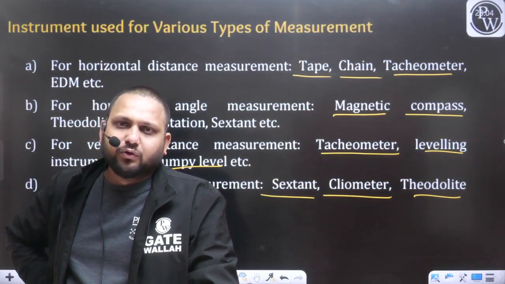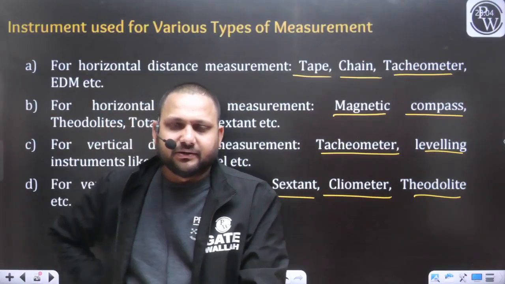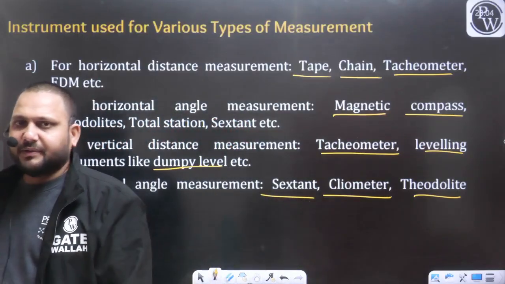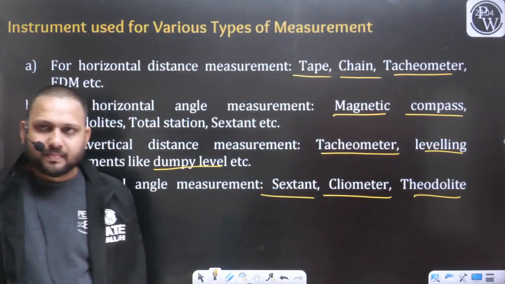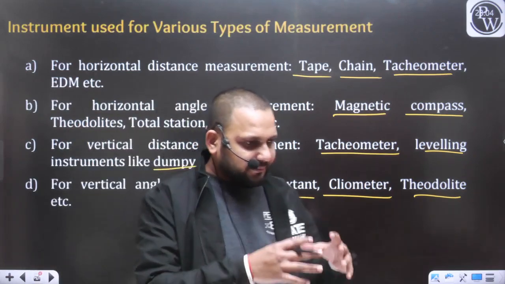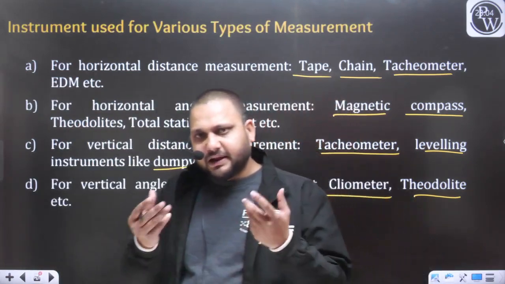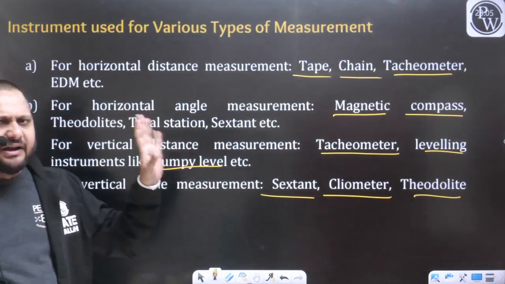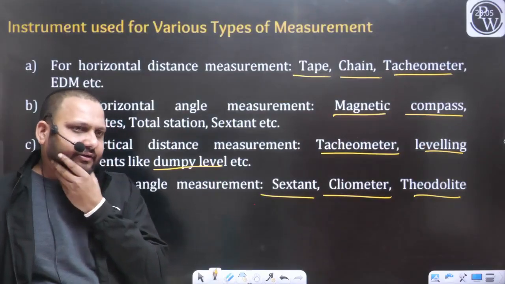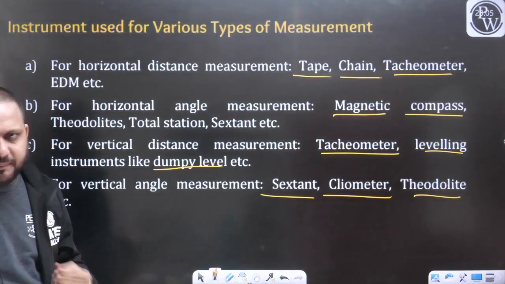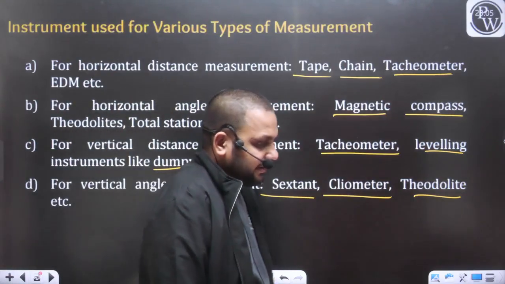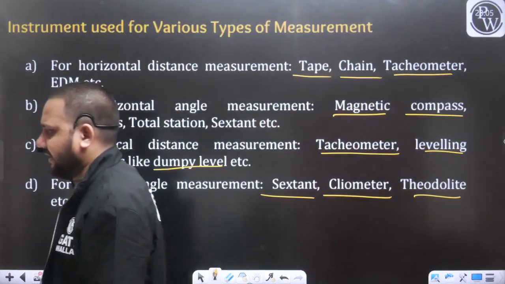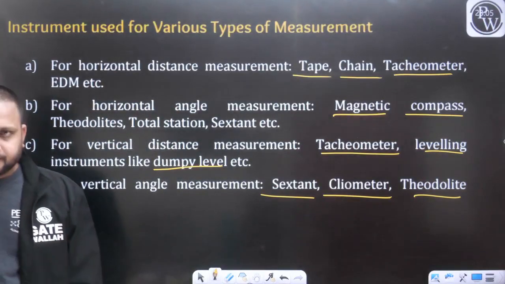Sometimes we are going to use some instrument for the linear measurement. Sometimes we are going to use some instrument for the angular measurements. But the overall discussion will be limited to linear measurement and angular measurement. So these are the various instruments that we will use in the upcoming lectures one by one for the measurements, for defining the relative position of a point.